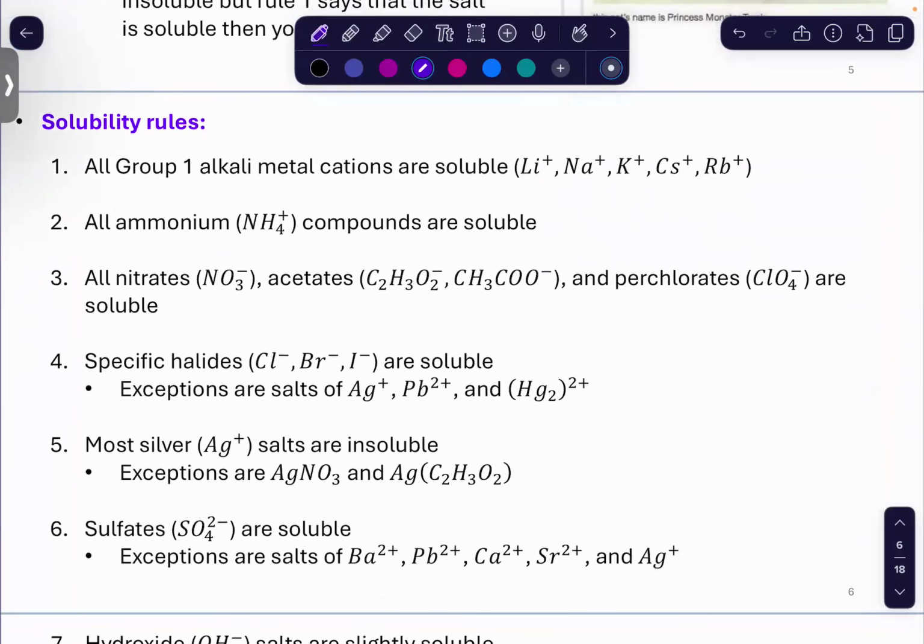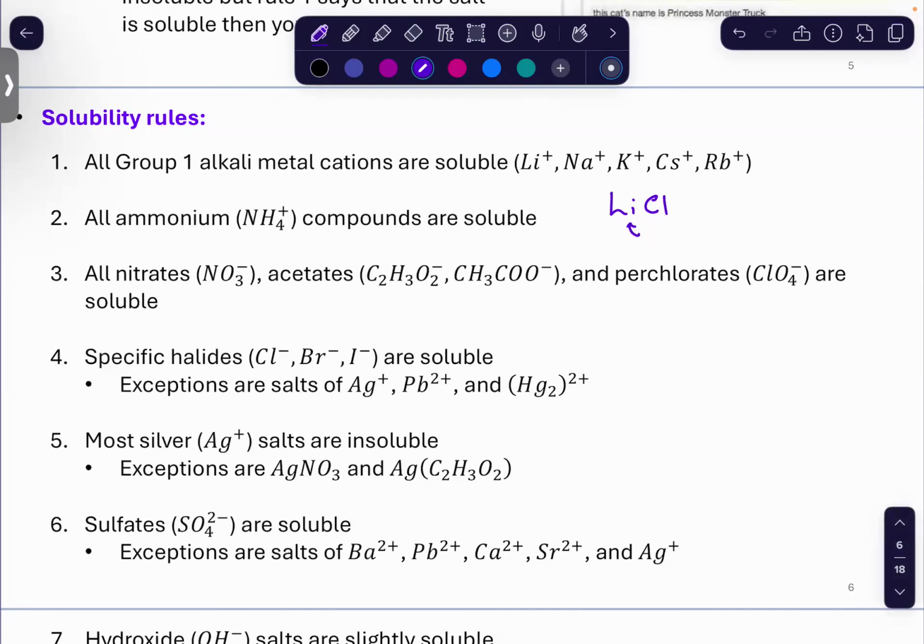I've given you these to reference back to when you're trying to figure out if something is soluble. Here, group one alkali metal cations are always soluble. So let's say I had the salt lithium chloride. I know for a fact that's going to be soluble because of the group one cation, which is lithium. Ammonium compounds are also soluble, so compounds where ammonium is your cation.